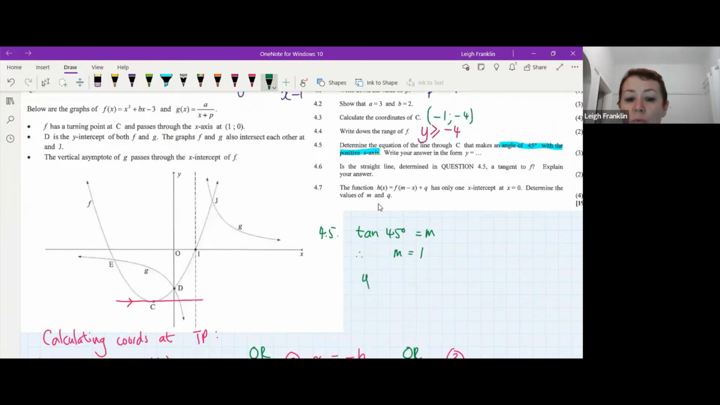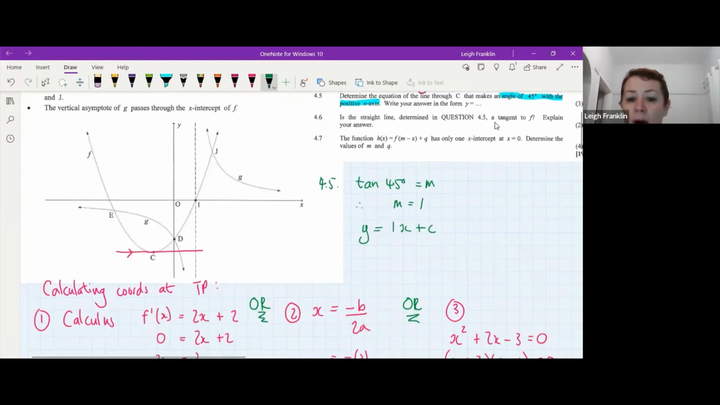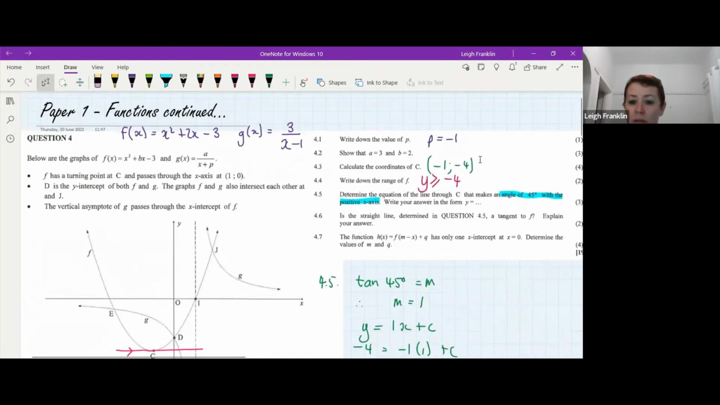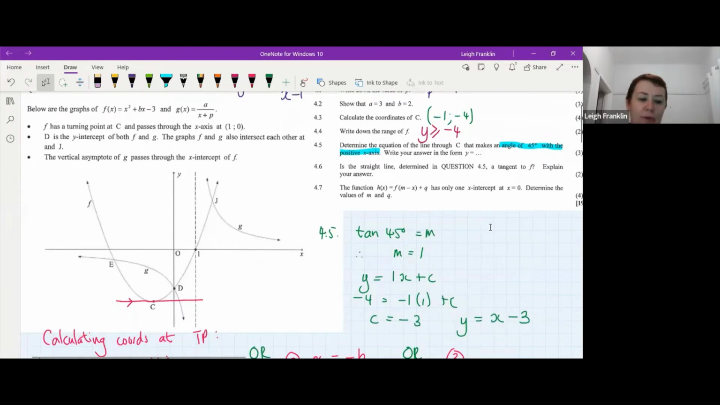So now subbing into y equals mx plus c, we're going to sub in our -4, our -1, and that means that c is going to be equal to -3. So the equation of this line is y equals x minus 3. Okay, so also not so bad. Question 4.6. Is the straight line determined in question 4.5 a tangent to f? What do you guys think? Do you think it would be a tangent?